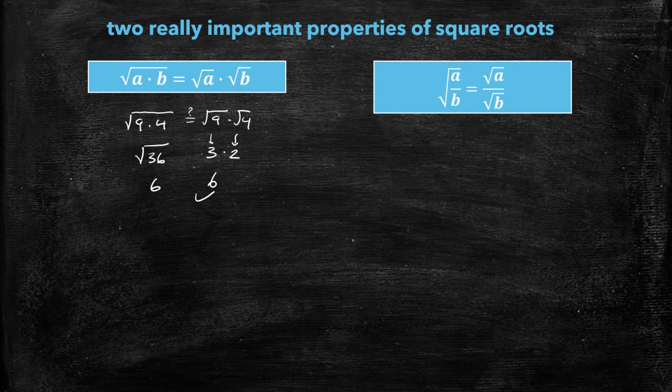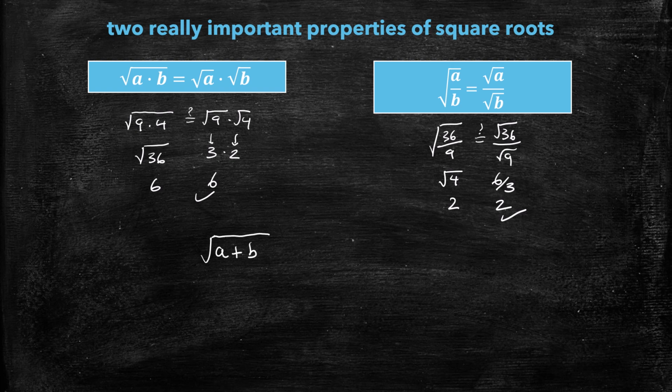And not surprisingly, this is also true when you're dealing with quotients, when you're dividing. So let's take A as 36 this time, and B is 9. The left-hand side works out to be the square root of 4, which is 2. And we are curious, is this equal to the square root of 36 over the square root of 9? Well, that's 6 over 3, which is 2 also. That works.